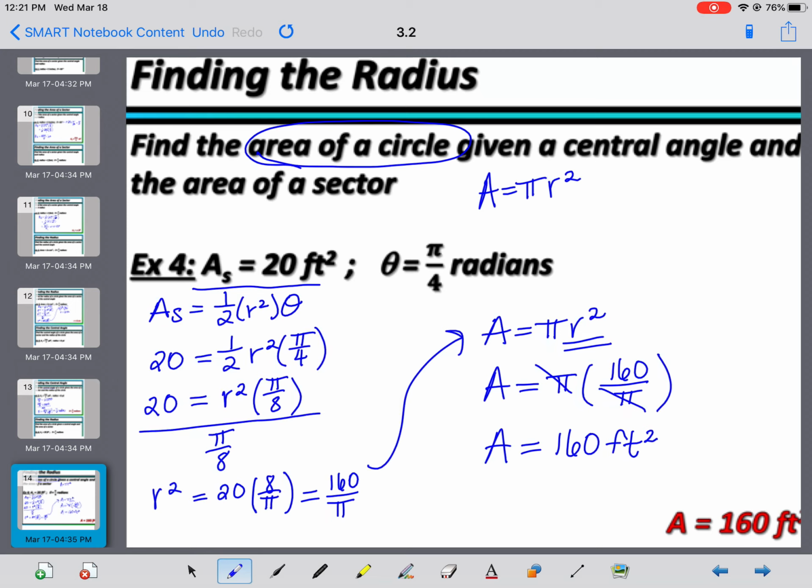Okay, the very last thing that I want to remind you of that you may need is the circumference. The circumference of a circle is 2 pi r, or pi times diameter. You might need that for some of your other examples.